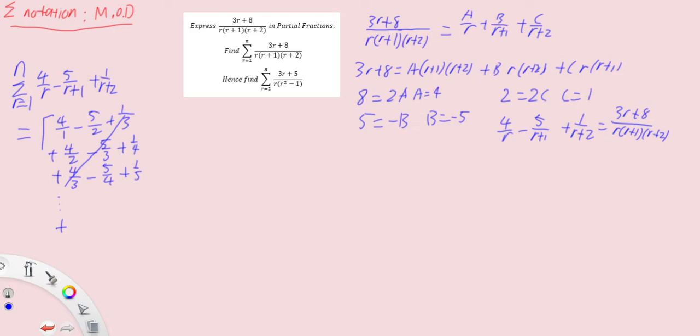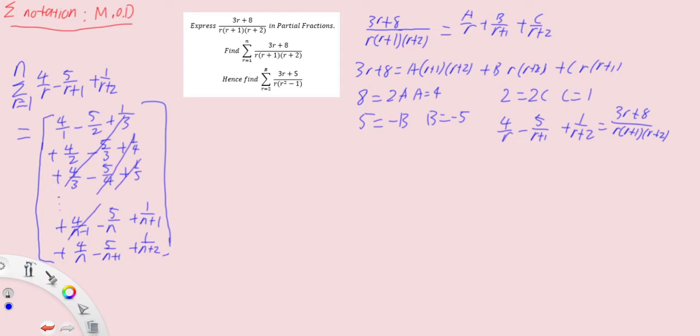The second last line will be r equals n minus 1. So you get 4 over n minus 1 minus 5 over n plus 1 over n plus 1, and then 4 over n minus 5 over n plus 1 plus 1 over n plus 2. Be careful of your limits at the end. So there we have it. Now, these terms will be cancelled, and so on across the lines. You're left with 3 terms in the top left hand corner and 3 terms in the bottom right hand corner.